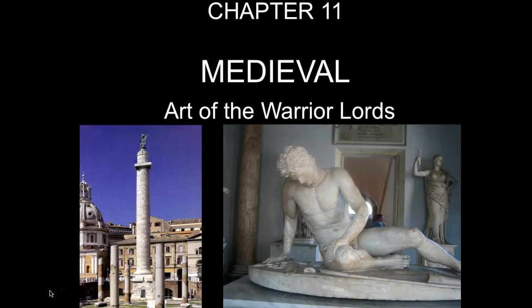We're going to move on from seeing what the art was of the Romans and move on to see what the art was of the so called barbarians. So the Middle Ages and medieval period is the 1,000 year period between the dissolution of the Roman Empire in the 5th century to the beginning of the Florentine Renaissance in the 15th century.